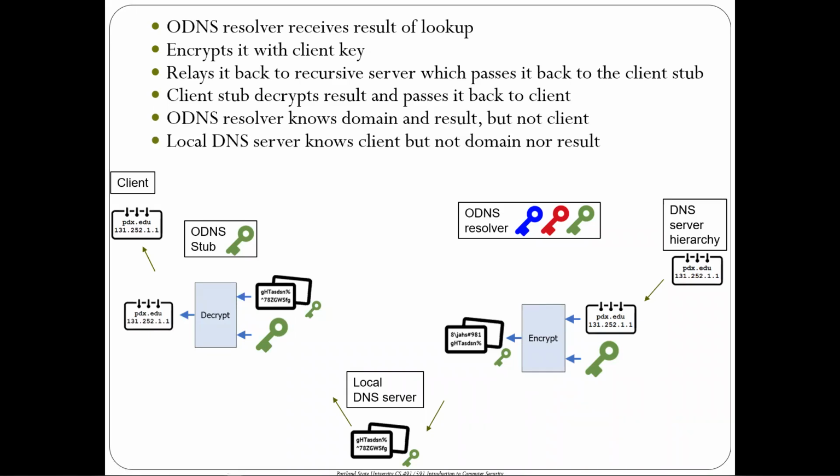So the short of this is that the ODNS resolver knows the domain and the result that was looked up, but not the client, and the local DNS server knows the client, but not the domain or result. And you'll see this exact same pattern happening over multiple hops in Tor. Tor doesn't want this to be just one hop. Tor wants this to be like 3 or 4 hops, but the exact same onion routing principle applies. It's actually using a very, very similar technique.